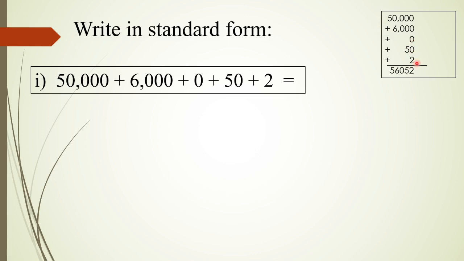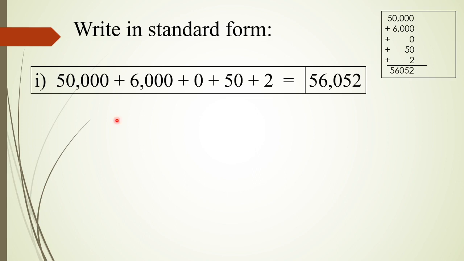So 2 and 0, 2. 5, 0, 0, 5. 0, 0, 0. 6 and 0, 6. And 5, 5. That means the standard form of this expanded form is 56,052. Now look here. 56,052 is the standard form of this expanded form of the number. Very simple. Just add this, then you will get the standard form.